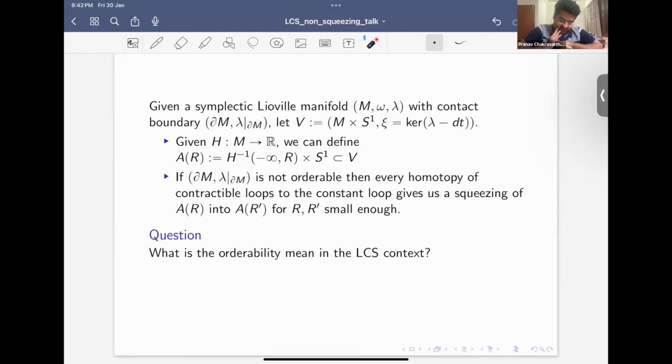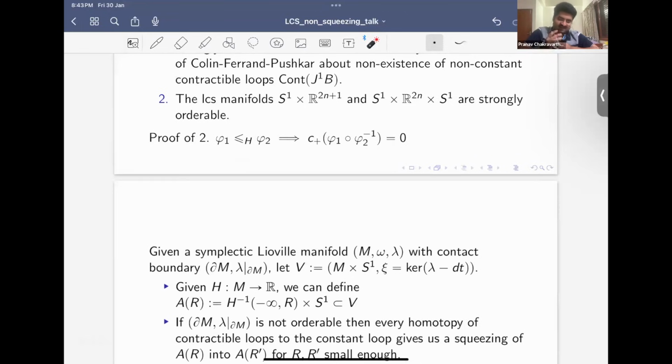However, it is not clear to us what the meaning of orderability in the LCS case should be, because we have to lift to the contactization or the symplectic case, and it's not entirely clear what a loop in the LCS Hamiltonian space gives you in terms of squeezing when we lift it. So with that I'll end my talk. Thank you very much.